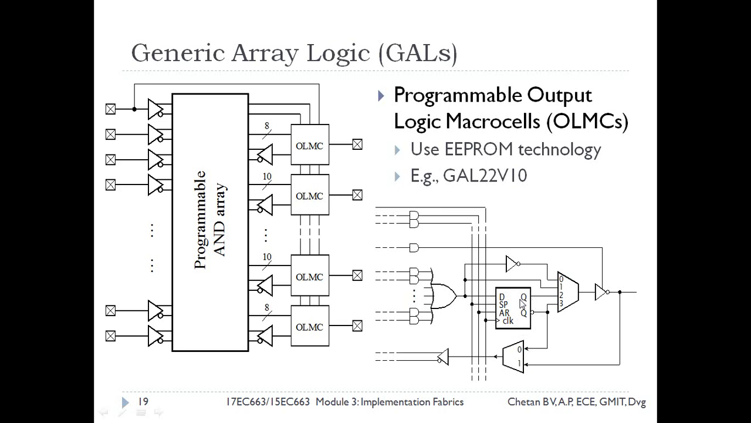The output of the register is fed to a multiplexer, and then the output of the multiplexer is fed to the output tri-state driver. Here we have two multiplexers. This is called the output multiplexer. This is called the input multiplexer. These two multiplexers are also programmable along with the programming feature of the AND array. As we know in PAL, the AND array is programmable. In GAL, along with the AND array, these two multiplexers are also programmable.